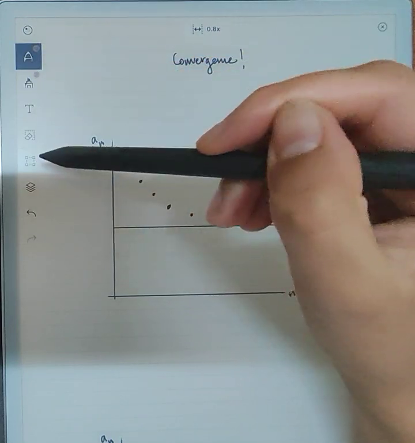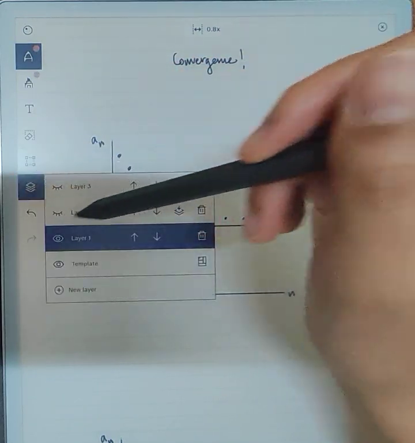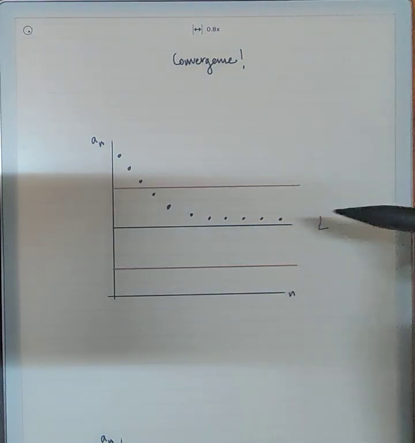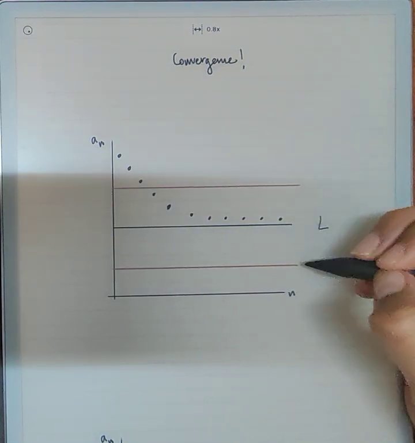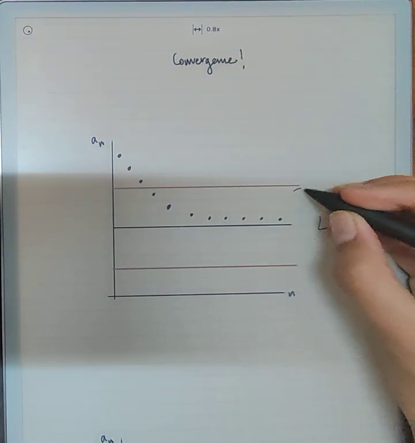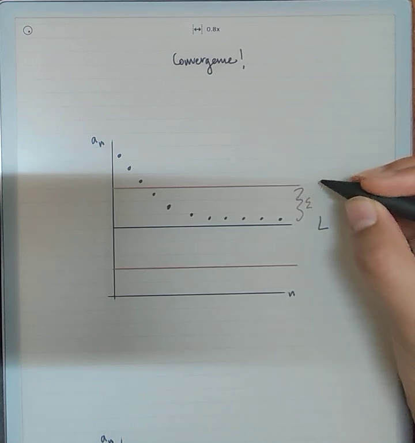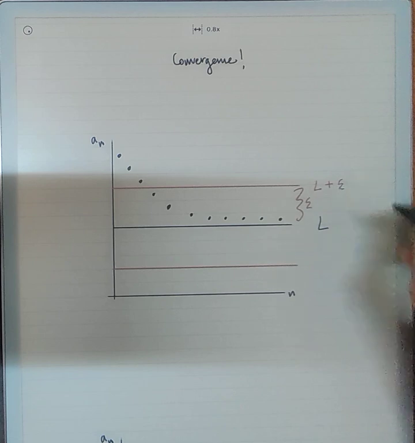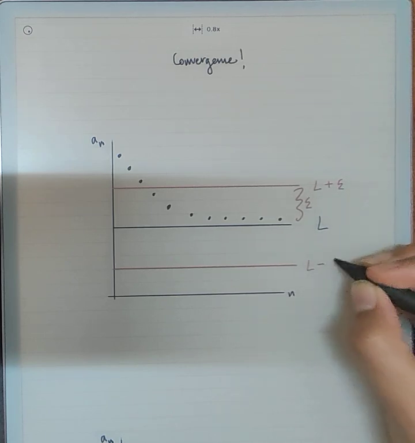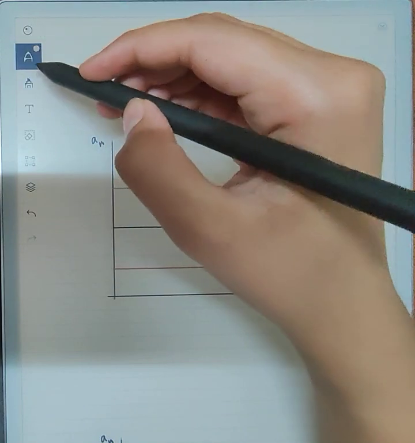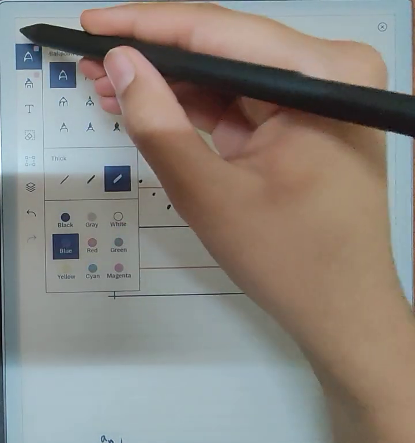Now, let me show you the specific epsilon neighborhoods. What I mean by that is I have some bound above L and some bound below L. Let this length be called epsilon. So this is L plus epsilon right here, and this is L minus epsilon. Now I can define some value n.